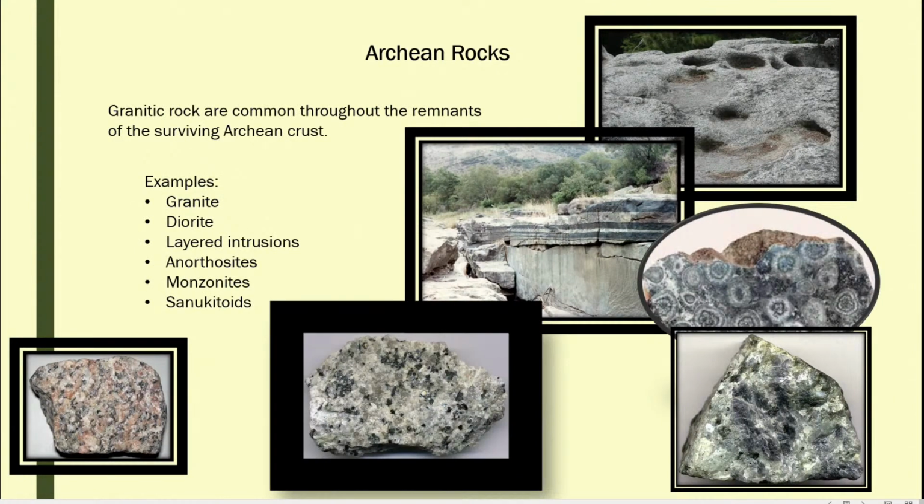Granitic rocks are common throughout the remnants of the surviving Archean crust, and we can see the different various rock formations and their types here in this slide. And the examples are granite, diorite, layered intrusions, anorthosites, monzonites, and sanukitoids. And those are the different rocks we got pictured here.